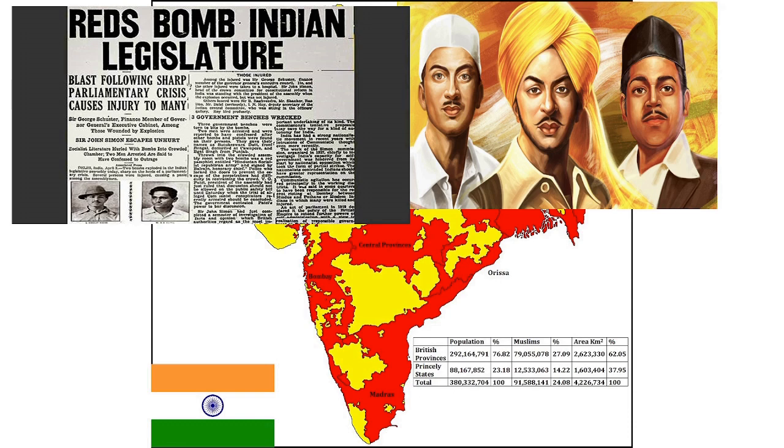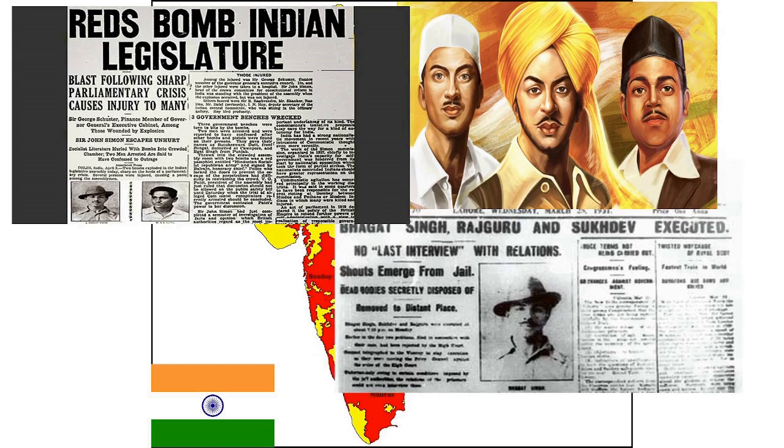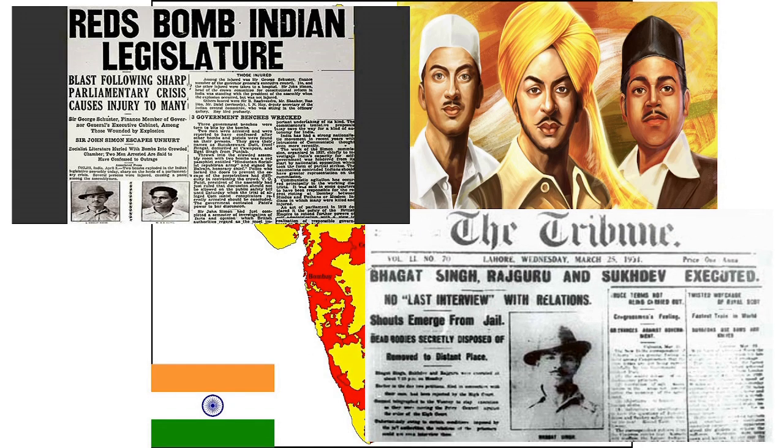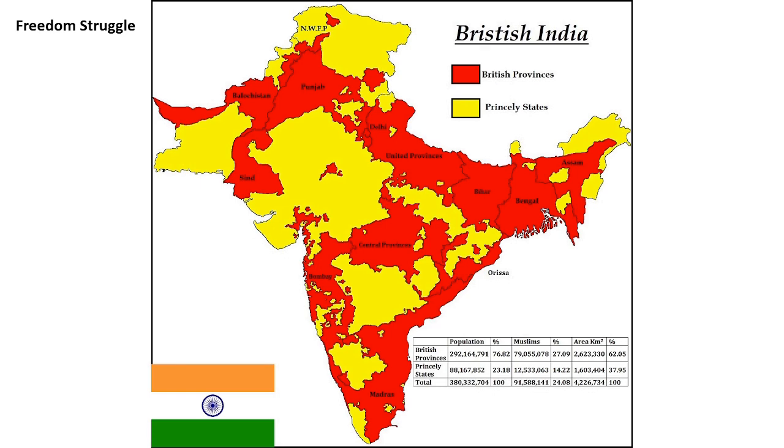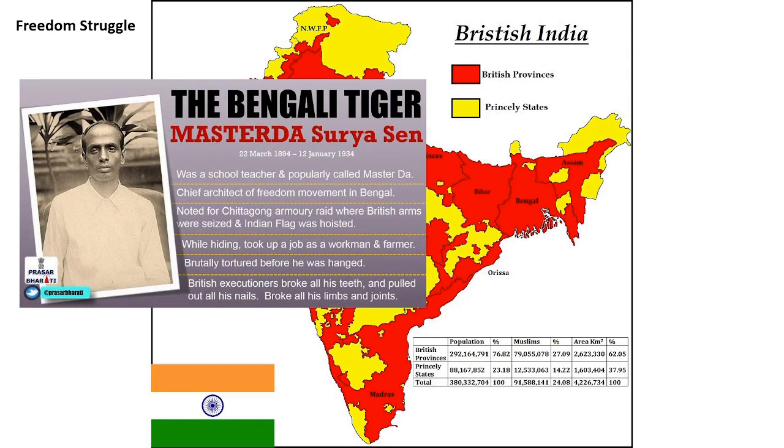The British police first arrested Bhagat Singh and Batukeshwar Datta, then Rajguru and Sukhdev were arrested from an arms factory. On March 25, 1931, Bhagat Singh, Rajguru and Sukhdev were executed by the British police. In another part of undivided India, there is the story of another national hero, Master Surya Sen, the Bengal tiger.